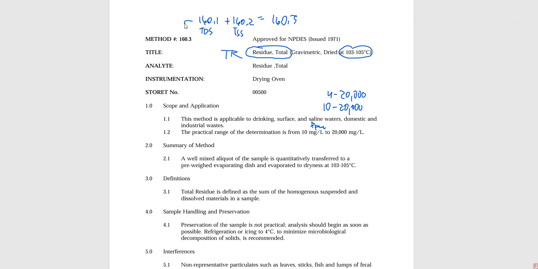Summary of method, it says a well-mixed aliquot of the sample. And keep in mind, aliquot just means portion. That's all that means. So a well-mixed portion of the sample is quantitatively transferred to a pre-weighed evaporating dish and evaporated to dryness at 103 to 105. Notice it doesn't say anything about stuff getting filtered. There's no glass fiber filters. There's no filter apparatuses. There's no filter flask that are going to be used here.